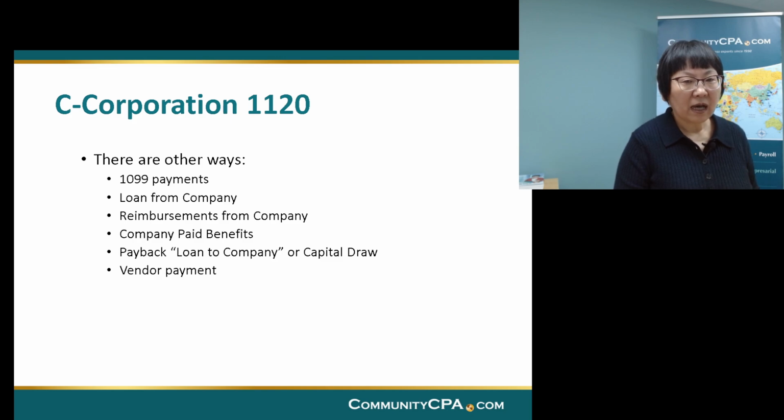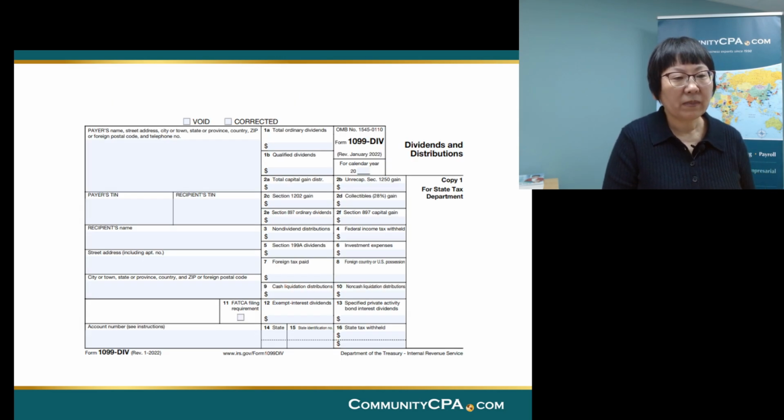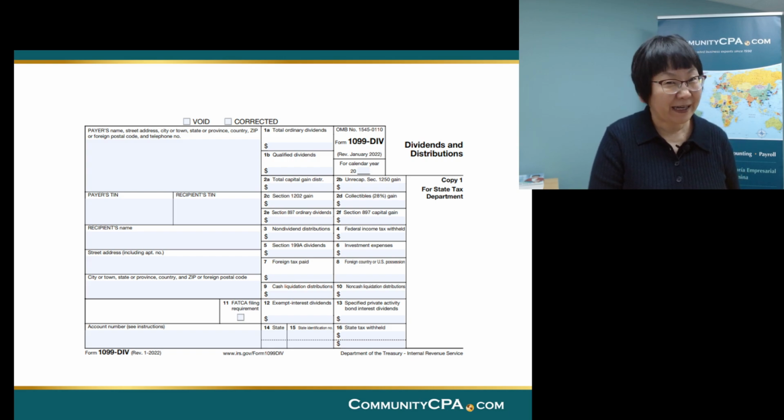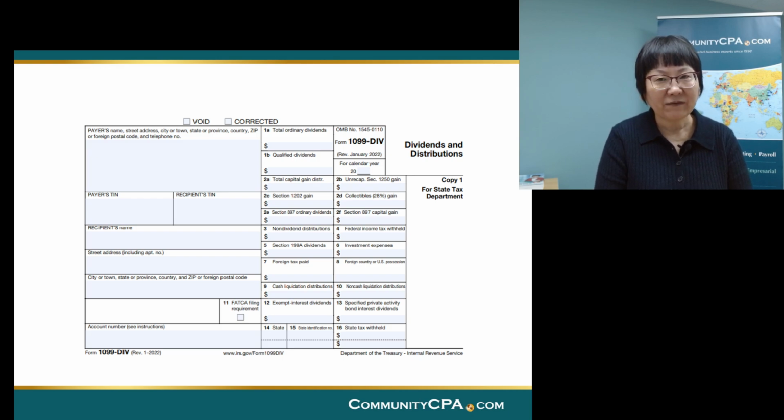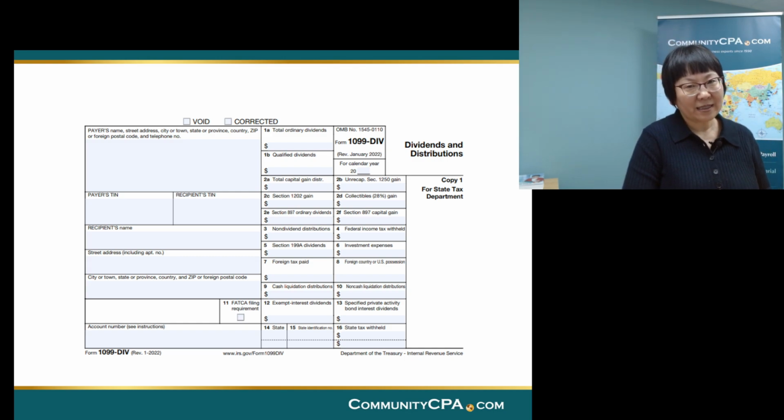All right, this is the form that I want to show you, the 1099 dividend. This is related to the C corporation, right? So the C corporation, like I said, this is the second way people have to deal with. As long as you have a positive retained earning, you have to figure out whether to issue a 1099 dividend or you actually use the money inside of your C corporation wisely.